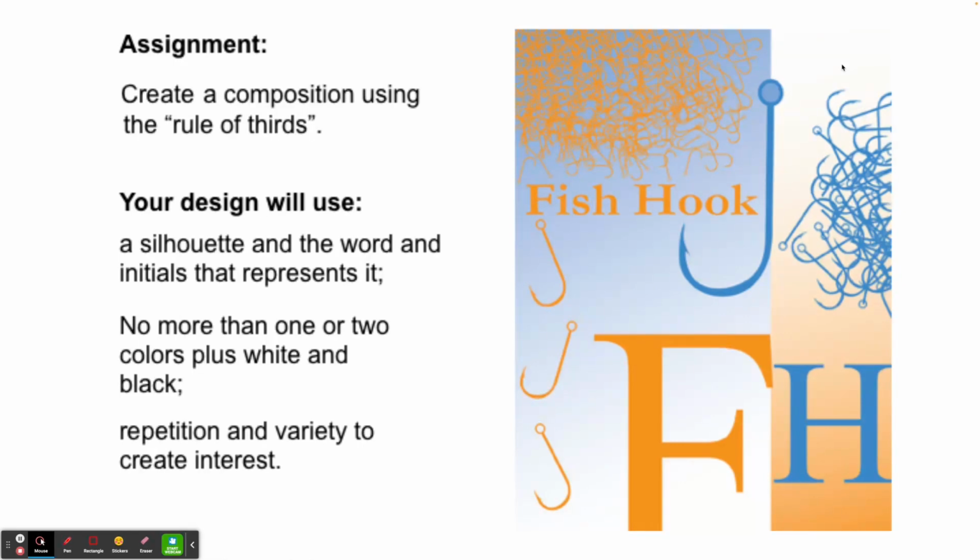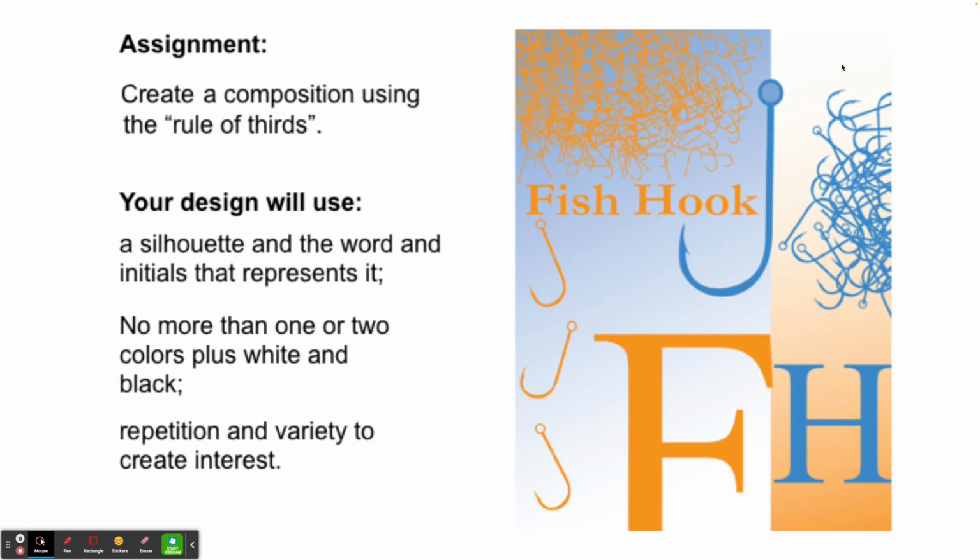Okay, you're going to give me a composition using rule of thirds, which I'm going to go over what that is in a minute. You're going to make a design with a silhouette of an object. Okay, so it should be like shoe, teapot. It should be something recognizable. And you're going to use the initials that represent it, and no more than two colors plus black and white.